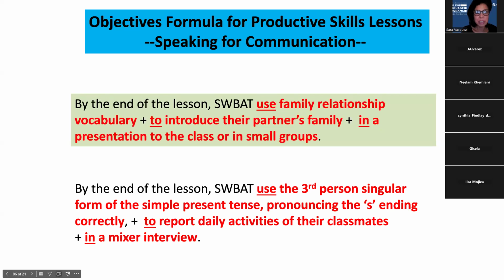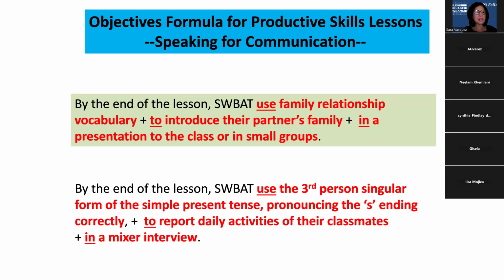It's observable, it's measurable. And two, to do what? The function, the pragmatic part, is to report daily activities of their classmates. And finally, in a mixer interview. So they're going around and interviewing each other and making sure they're using that linguistic part correctly and in that context of reporting the daily activities.